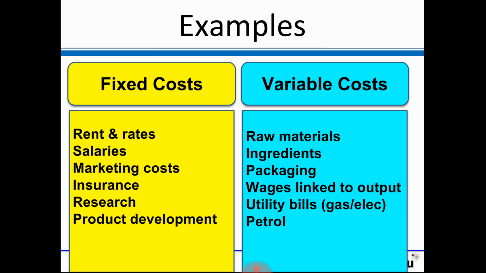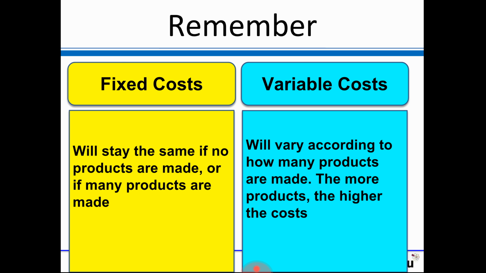So there's some examples, but before we move on, let's just remind ourselves. Fixed costs will stay the same if no products are made or if many products are made. They are not related to output. Variable costs, however, will vary according to however many products are made. The more products, the higher the costs. When we add together total fixed costs and total variable costs, it will give us an overall total costs figure.